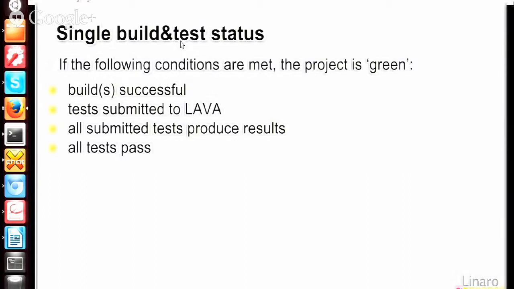So the basic idea that I was following is to make a single decision: when we have a build and tests defined, we decide whether it's green, meaning passed, or red, meaning something failed. Green is when the build is successful, the tests are submitted to LAVA, all submitted tests produce results, and all the results produced are passed. If something is not there, like the build is failing, it's red. If the test submission goes wrong, it's red. And if a single test fails, it's again red. So we want to get all the tests passing.